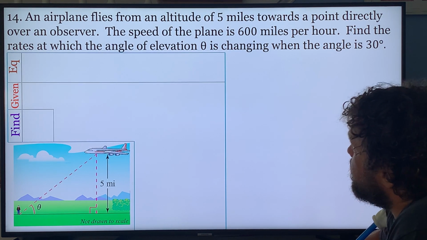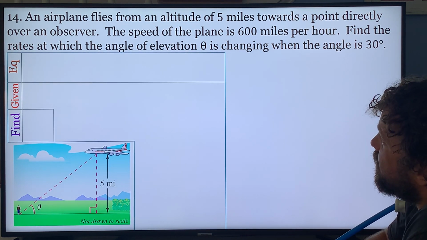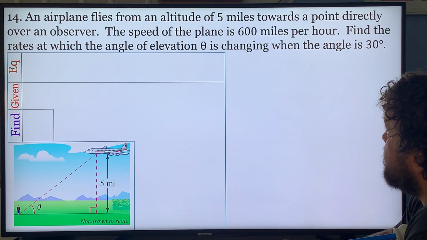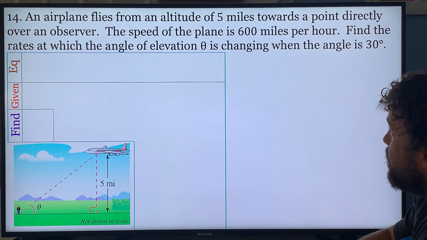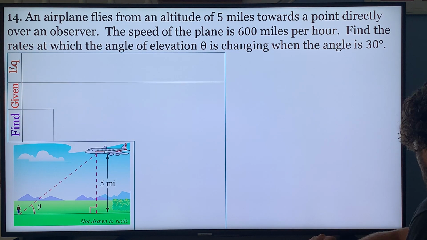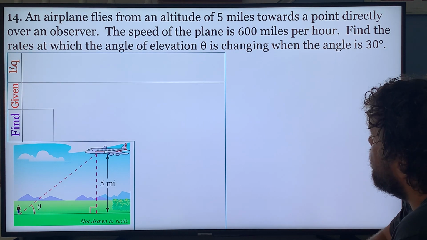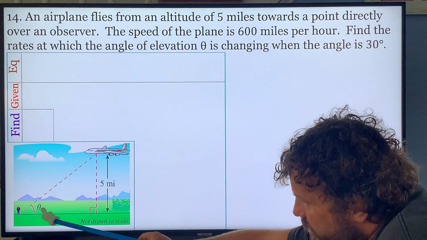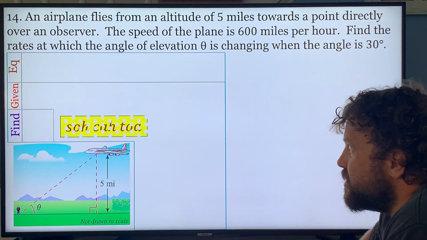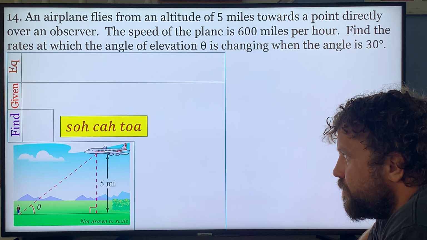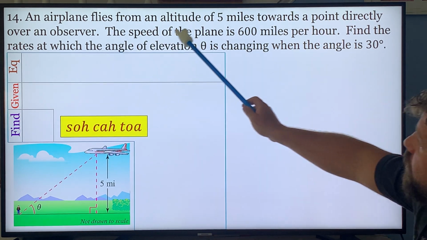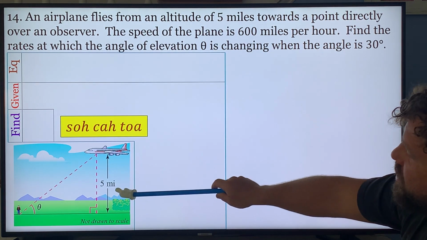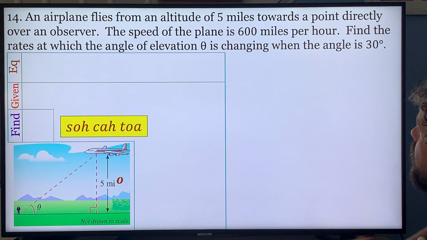An airplane flies from an altitude of 5 miles towards a point directly over an observer. The speed of the plane is 600 miles an hour. Find the rate at which the angle of elevation is changing when the angle is 30 degrees. So, angle here. What kind of equation are we going to use? SOHCAHTOA. Airplane flies from an altitude of 5 miles. So that's opposite. Now what are we looking for? Towards a point directly over an observer. The speed of the plane is 600 miles an hour.